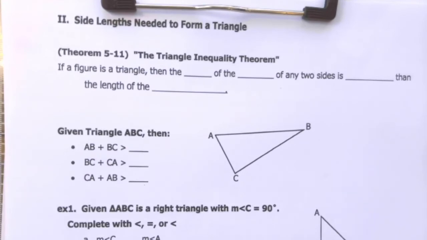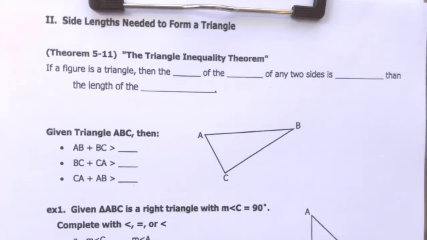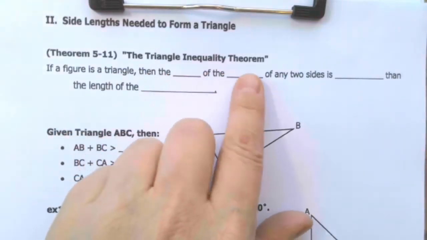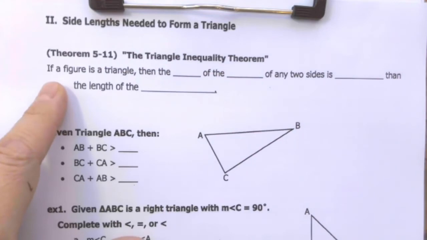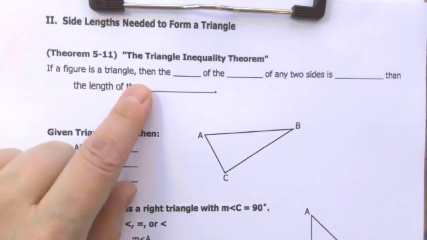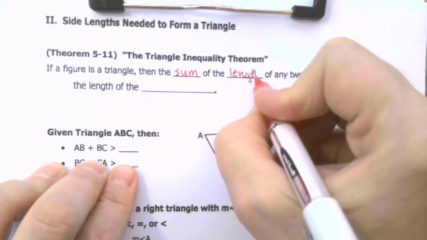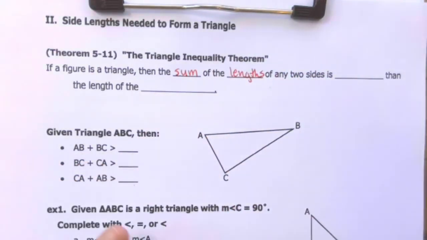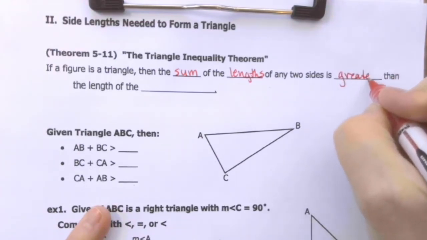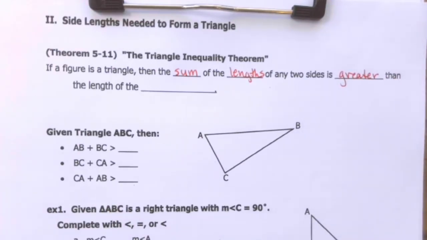All right, this is a really important theorem that you're going to see a lot. It's on the test, it's on the final. It's called the triangle inequality theorem. And basically, it's side lengths needed to form a triangle. So here we go, Theorem 5.11, the triangle inequality theorem. This says, if a figure is a triangle, then the sum of the lengths of any two sides is greater than the length of the third side.